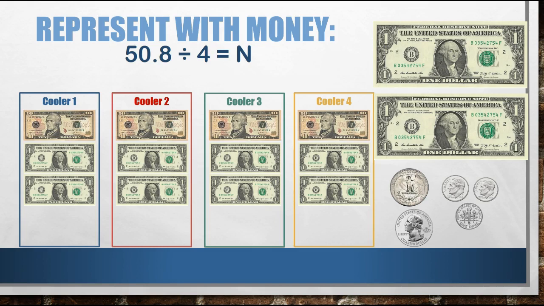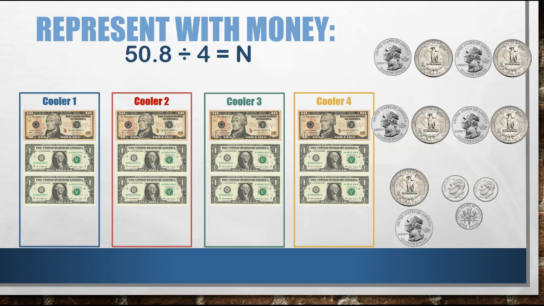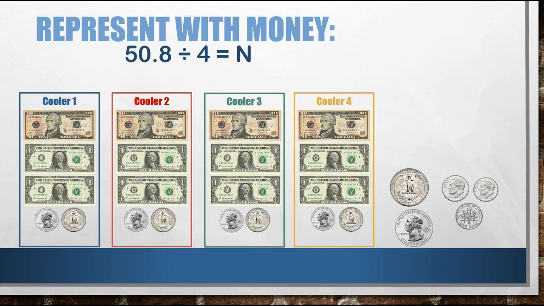We can exchange the dollars for 4 quarters so that they can be shared. Now we can give 2 quarters to each cooler. Now we have 2 quarters and 3 dimes left, or 80 cents to share. Let's exchange the 2 quarters for 5 dimes. Now that we have 8 dimes, each cooler can receive 2 dimes.